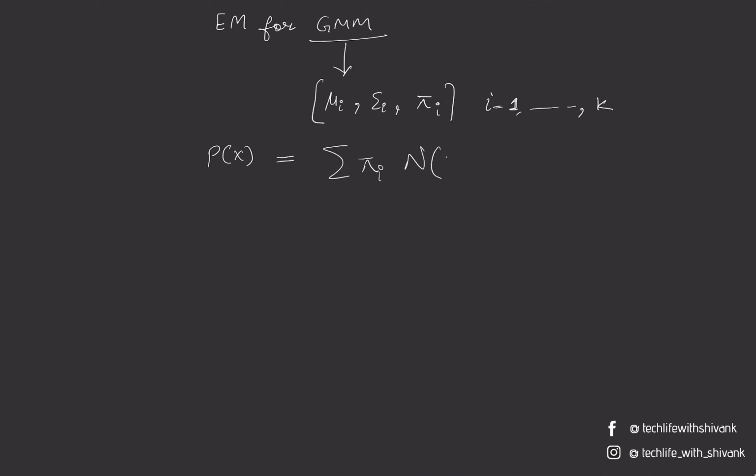Hi everyone, in this video we'll look at the EM algorithm for Gaussian mixture models. As discussed earlier, the aim of the Gaussian mixture models is to estimate mu i, sigma i and pi i, where i is from 1 to k. That is, we have to estimate k Gaussian distributions such that the probability density function at a given point x is a combination of Gaussian distributions, and this is a convex combination of k Gaussian distributions. To estimate this, we use something called the EM algorithm.